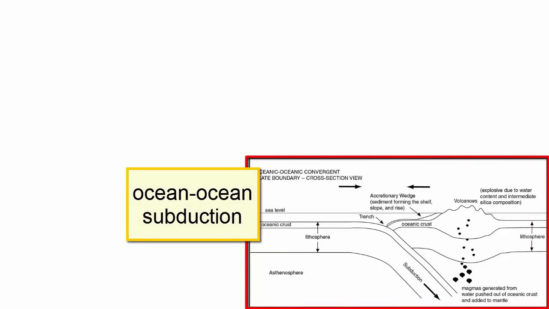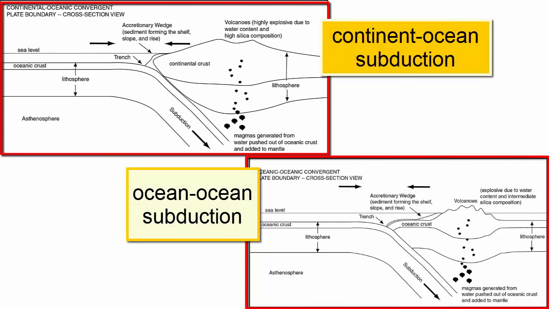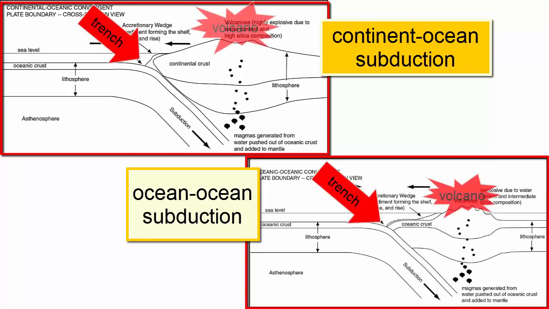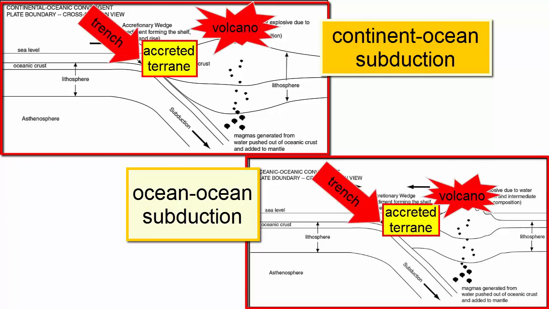Do ocean-ocean subduction zones produce the same types of features as continental-ocean subduction zones? Trenches, volcanoes, accreted terrane material that forms coastal mountain ranges? Yes. The only difference is that the volcanoes erupt through thinner oceanic lithosphere, and that makes them slightly less dangerous than the magmas that rise through thicker continental lithosphere. Why? The thicker the lithosphere, the more likely the gas content will increase in the magmas, and this gas leads to higher pressures and more explosive volcanoes.